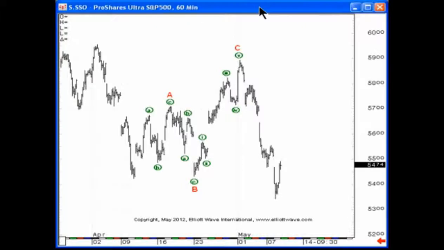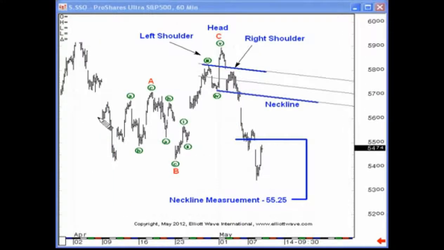Here we have the SSO, the ProShares Ultra S&P 500 ETF. Notice with respect to the move up from this early April low, we have waves A, B, and C for A, and then another three-wave move, A, B, C for B, and notice that wave B ends at or near the origin of wave A. That's followed by a five-wave advance in wave C. That's the way to look at this price action from an Elliott wave perspective. Now we can combine that with a head and shoulders.